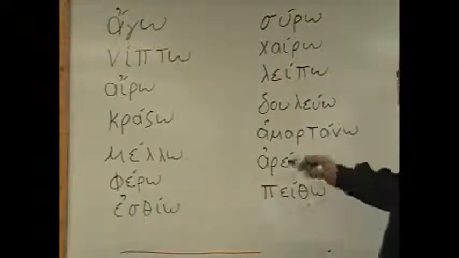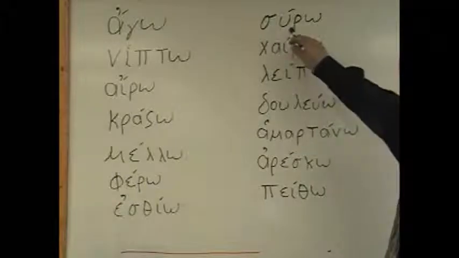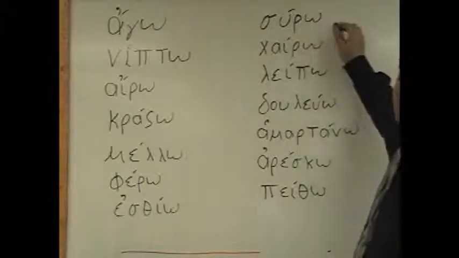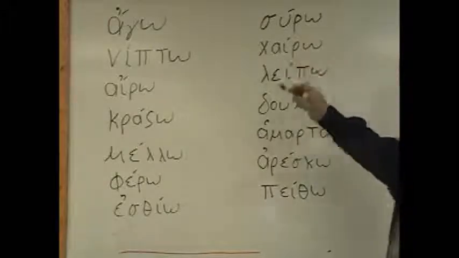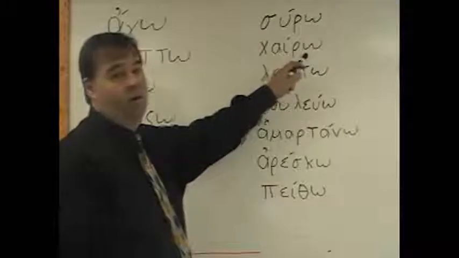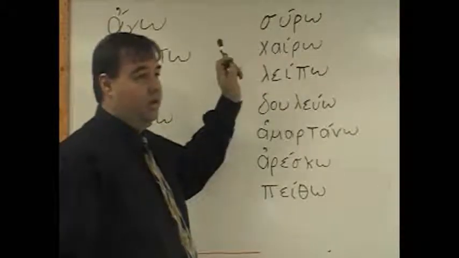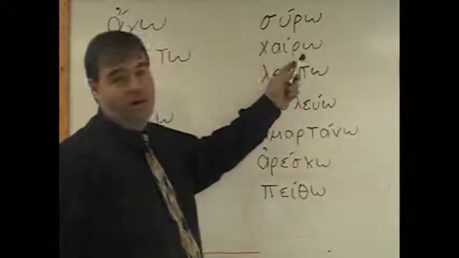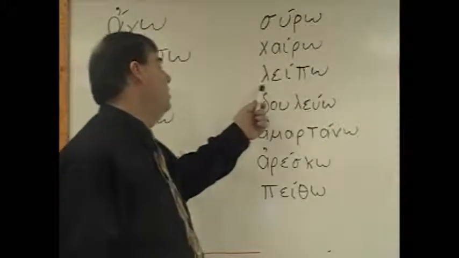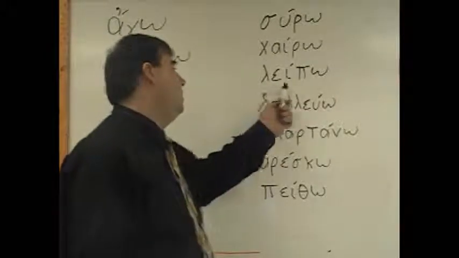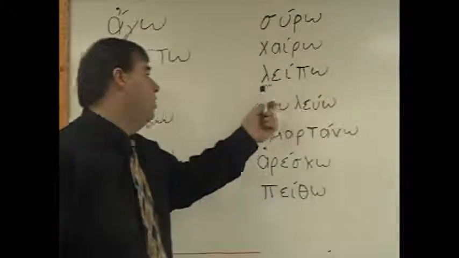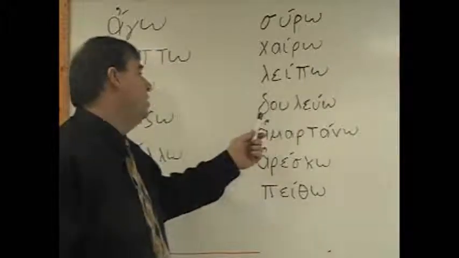Esthio. Esthio means I eat. Esthio, I eat. Now we go up here to the top. Surro. Surro means I drag. I drag. Over here we've got Chairo. Chairo, I rejoice. I go down to Egypt to Cairo and I rejoice because I'm there. Chairo. Leipo. Leipo means I leave or abandon. I leave or abandon.